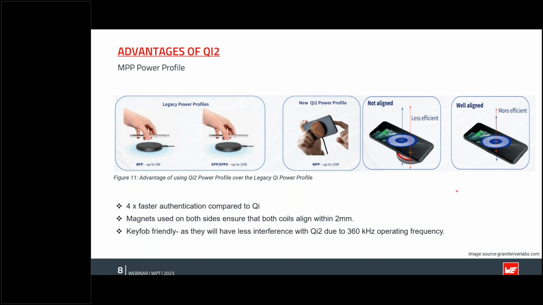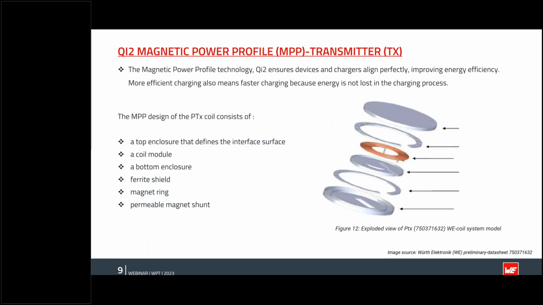So having seen the advantages of Qi 2 and what is new in Qi 2, and having had a small glimpse of the magnetic power profile, let's see what the magnetic power coil, or the MPP transmitter coil, will actually look like in the future. So here is a coil that is developed by Würth Elektronik, and this is an exploded view of our coil. This will be available soon on our product profile once the specs from WPC have been made public.